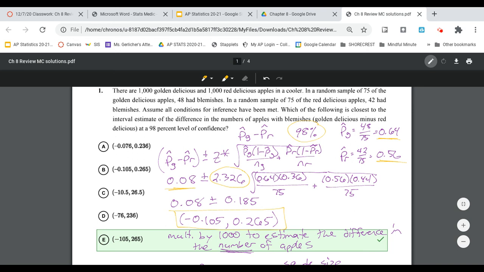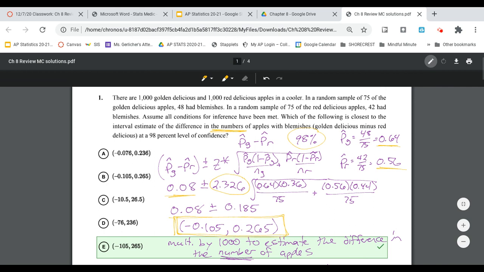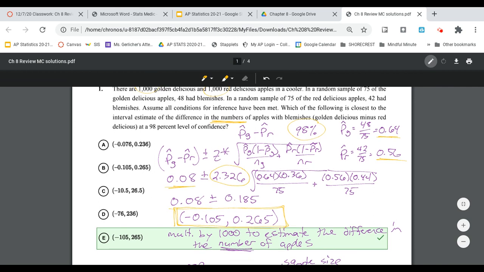Now, here's where this problem gets kind of mean, not just tedious, but mean. Because they said, which of the following is closest to the interval estimate, and then numbers of apples. They didn't say proportions of apples. They said numbers of apples. So what we got here is our proportion of apples. But now you have to pay attention to the fact that there were 1,000 of each type of apple. So multiply by 1,000 to estimate the difference in the number of apples.